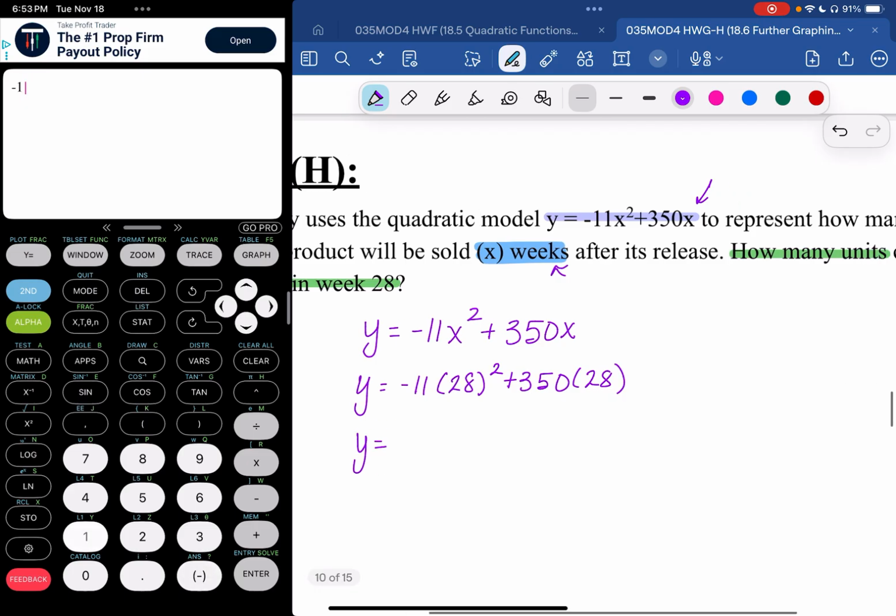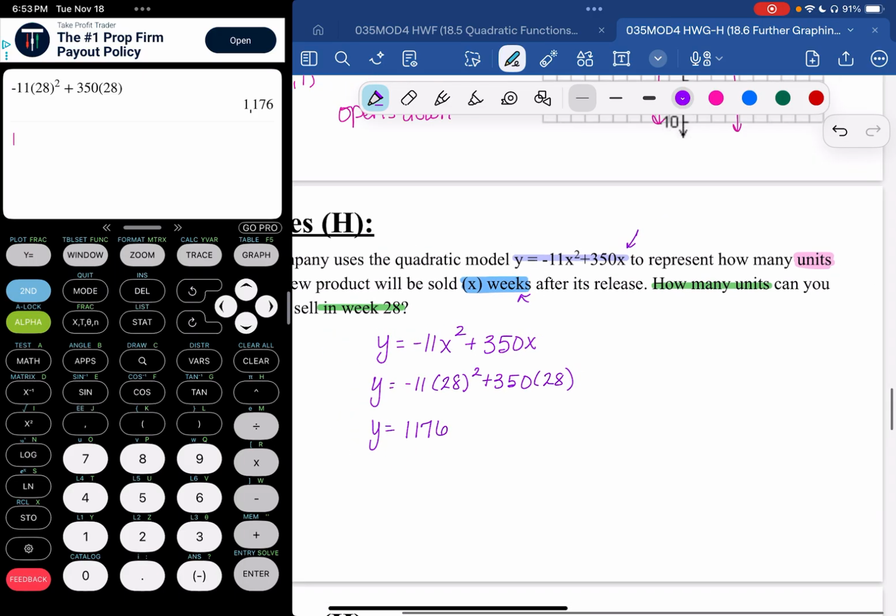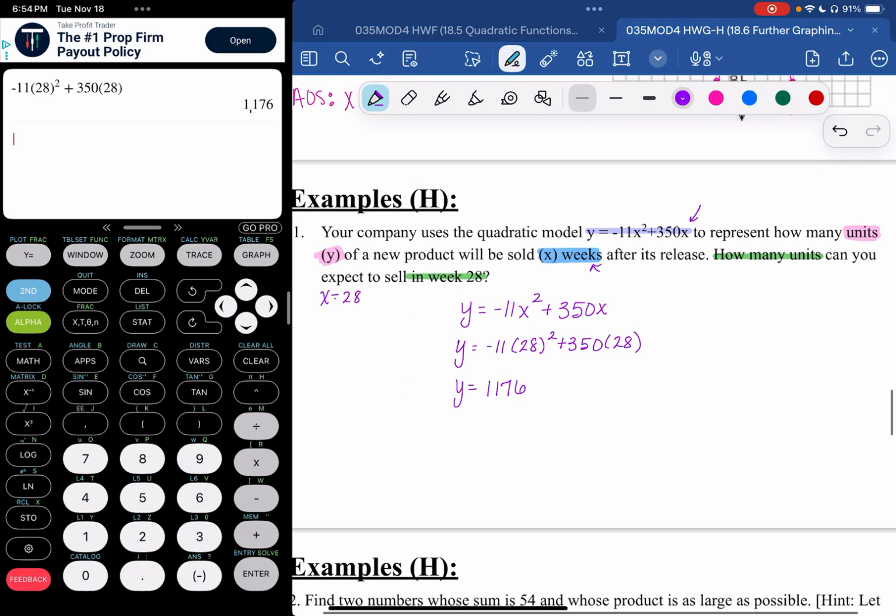So negative 11 times 28 squared plus 350 times 28. And that gives me 1,176 for my y. And that represents the number of units because it says how many units? Y. So 1,176 units.